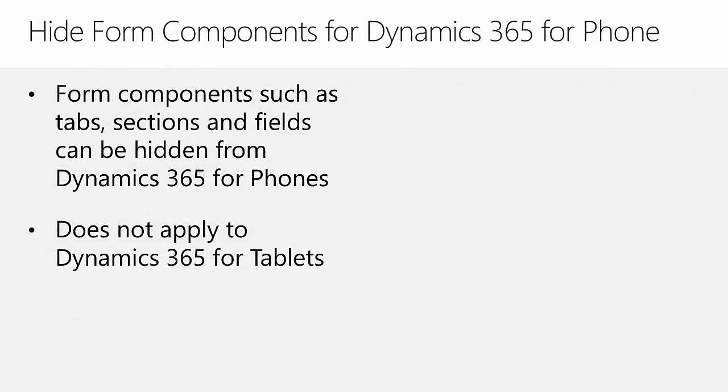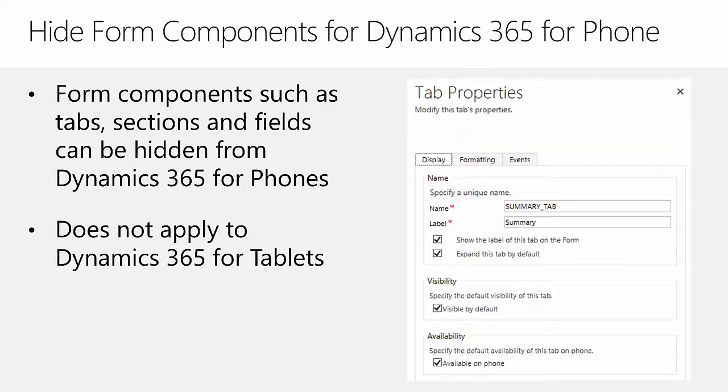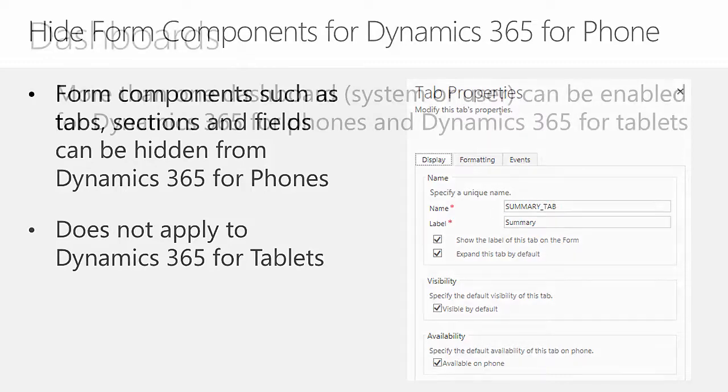It's important for system administrators and system customizers to know that form components such as tabs, sections, and fields can be hidden from Dynamics 365 for phones. To do this, uncheck the box highlighted in the screenshot on the properties of the relevant control on the form. Note that this does not apply to Dynamics 365 for tablets, only Dynamics 365 for phones.